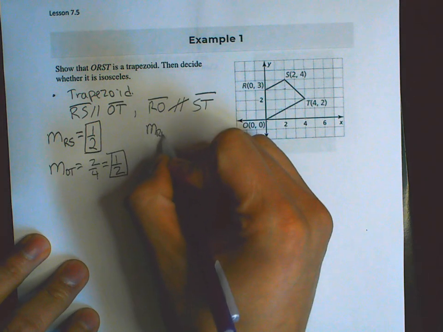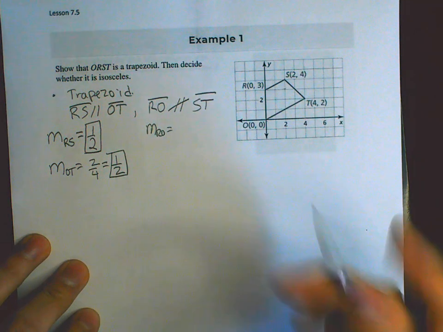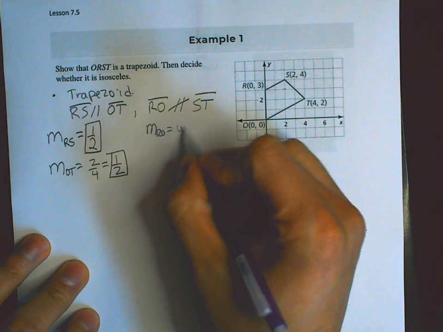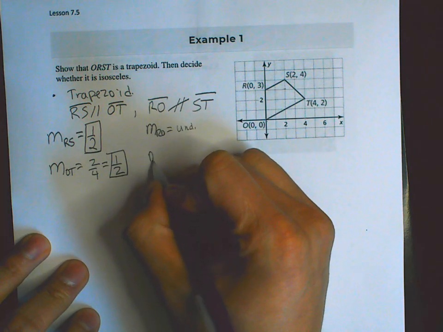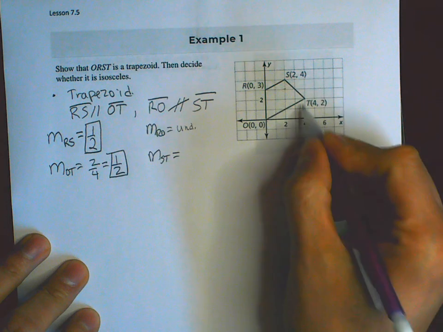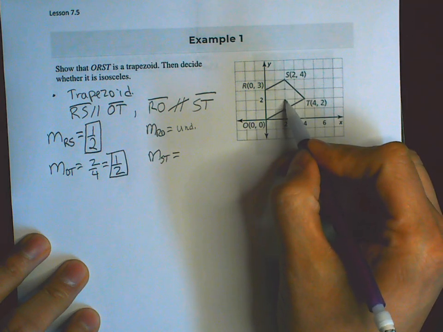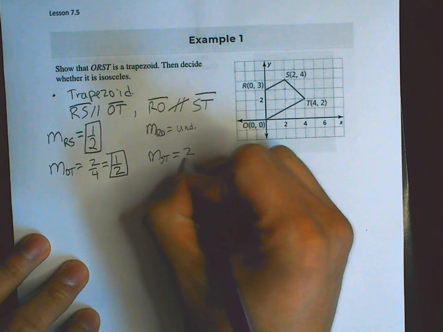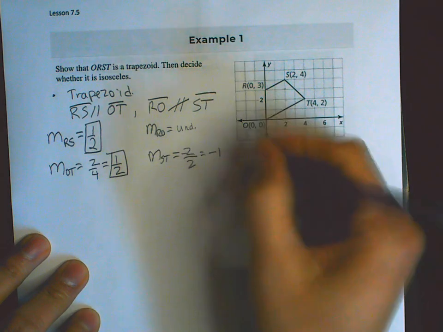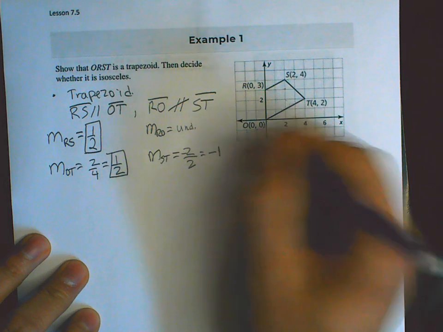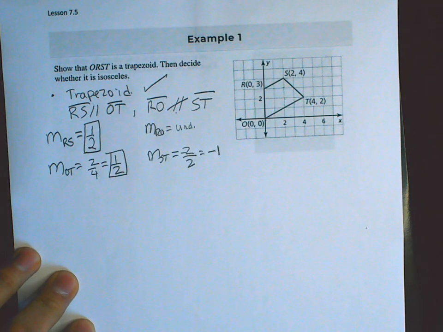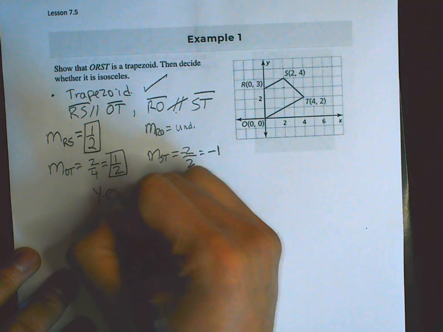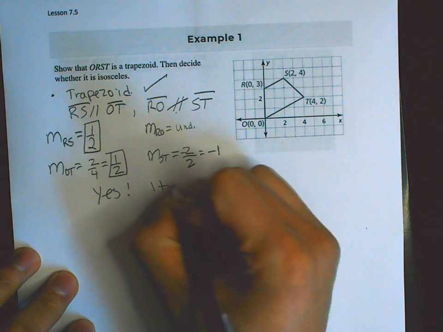The slope of RO, RO is a vertical line. So that means that it has an undefined slope. And the slope of ST is 2 over 2, and negative, so that's -1. So the slopes happen to be different, which is what we want. So is this a trapezoid? Yes, it is a trapezoid.